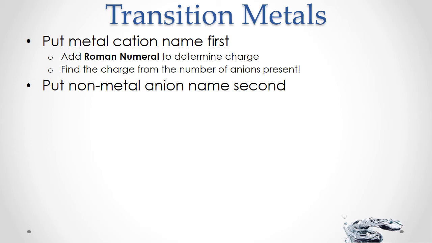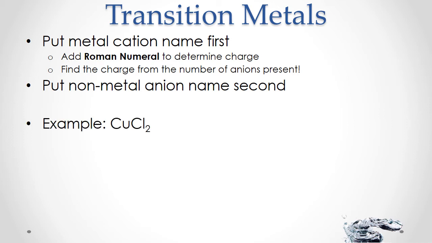So you're going to be using the charge of the counter ion to determine the Roman numeral that you're going to put when you have to deal with multiple charges in transition metals. Once you determine the metal name and its charge, then you're going to put the nonmetal ion name second. So let's take an example.